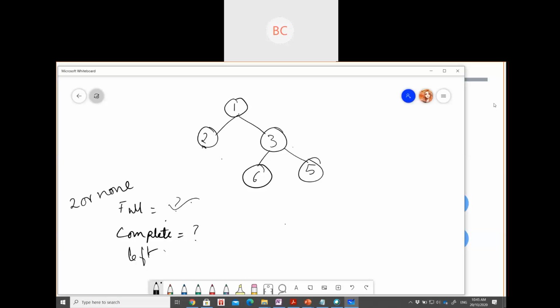Can you explain the complete binary tree again? Okay, a complete binary tree is like your full binary tree, just that it does not need to satisfy the condition of two or none. Your full binary tree is a strict one: a node can have two or no children. Your complete tree can have a maximum of two children. That means even if it has one child, it's okay for the complete binary tree. And the main condition is it will skew towards the left side. Your left side should not be empty. It cannot grow towards the right side. Your left side should be filled first.